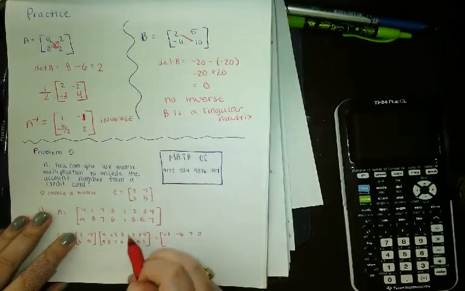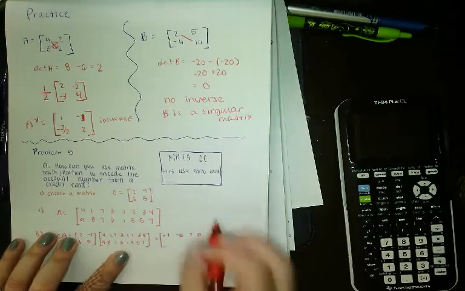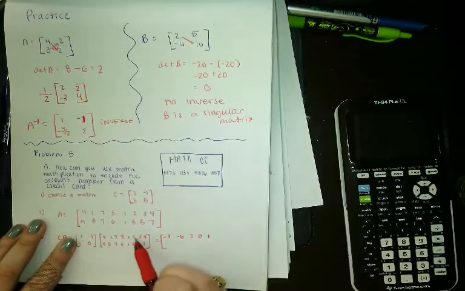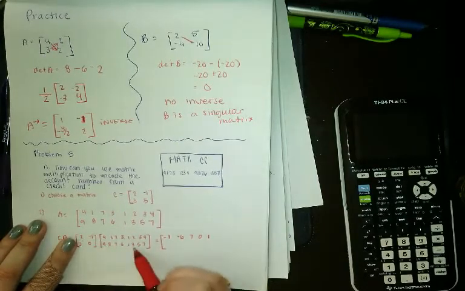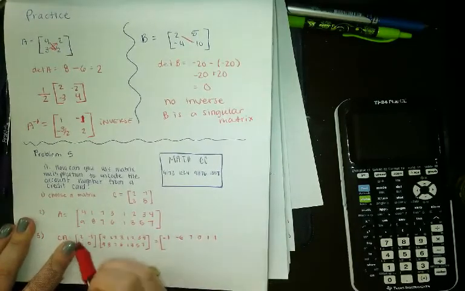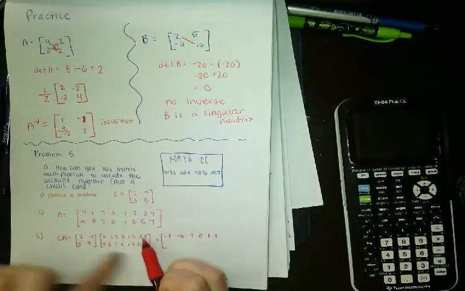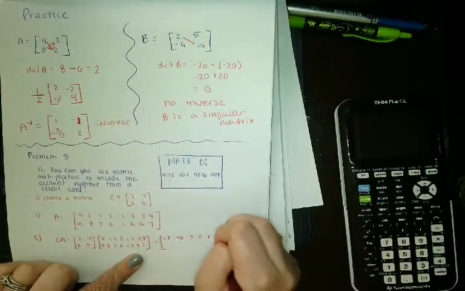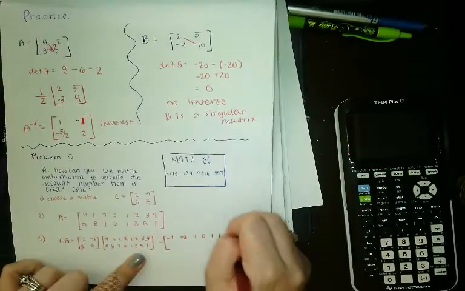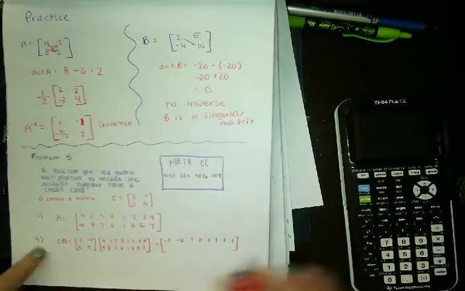2 times 1 is 2. -1 times -1 is 1. So 2 plus 1 is... actually 2 minus 1 is 1. So 2 times 2 is 4, and -1 times 3 is -3. So 4 minus 3 is 1. 2 times 3 is 6, minus 5 is 1. 2 times 4 is 8, minus 7 is 1. Okay, so a lot of 1s at the end there. And then we have to do it for the bottom.